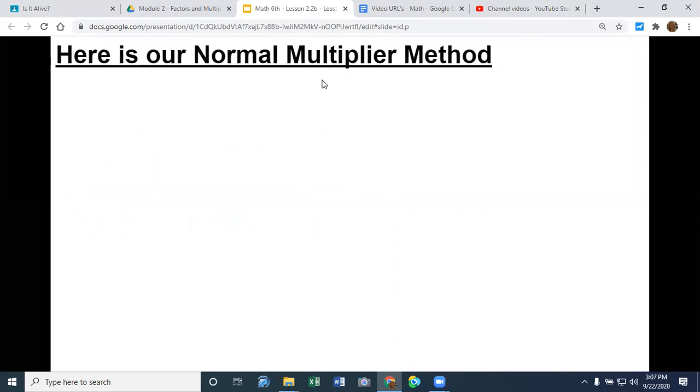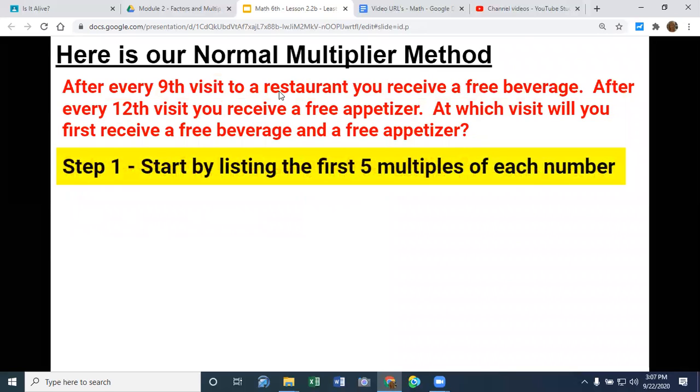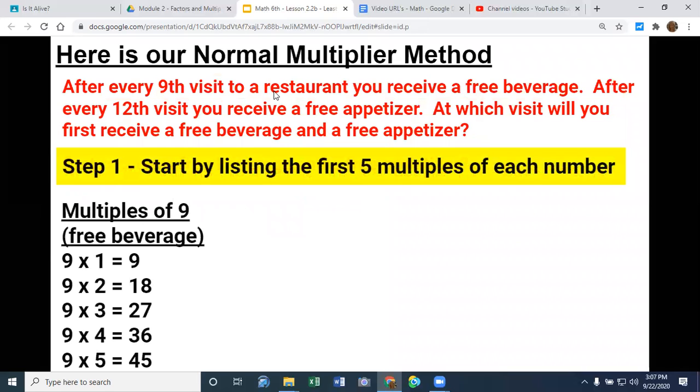Okay, hopefully that method makes sense to you. So let's do that with our normal method. Same question. At which visit will you receive your first free beverage and free appetizer? Step 1, start by listing the first 5 multiples of each number. We're going to list the multiples of 9. 9 times 1 is 9. 9 times 2 is 18. 9 times 3 is 27, etc. Our answers are the numbers we circled on our chart when counting by 9s, first 5 anyways.